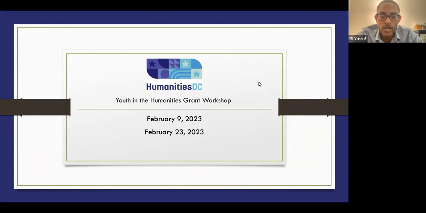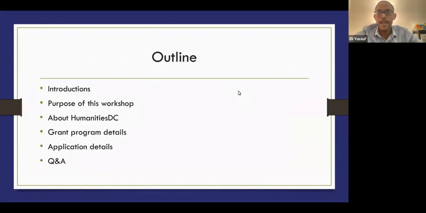So let us go ahead and begin with the basic outline. We're going to start with introductions of ourselves and yourselves. The purpose of this workshop, a little bit about Humanities DC, important information you need to know about the Youth in the Humanities Grant Program, important information regarding the application itself, and then some Q&A and ideas sharing.